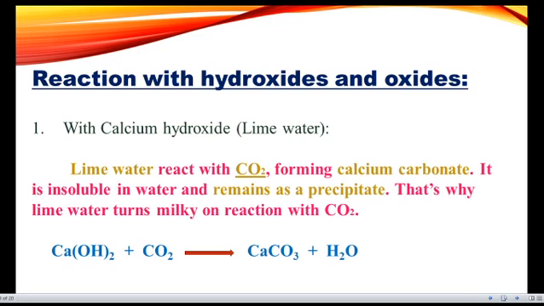Okay. Now let us learn the reactions of carbon dioxide with different chemicals. First, we will go with hydroxides and oxides. So carbon dioxide reacts with hydroxides. First one, calcium hydroxide, which is nothing but lime water. Calcium hydroxide reacts with carbon dioxide and produces calcium carbonate. Calcium carbonate is a precipitate, so it is insoluble in water. That's why we say it is a precipitate. Thus the lime water turns milky when we pass carbon dioxide.